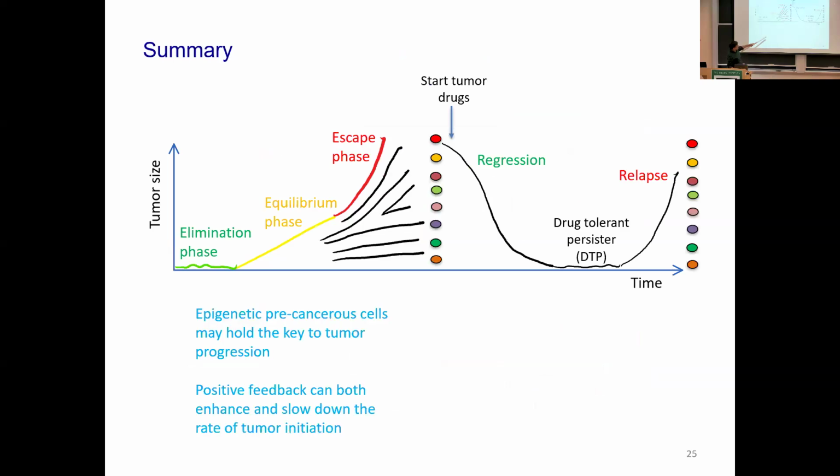So yeah, okay, just to summarize, in this part, epigenetic precancerous cells may hold the key to tumor progression. Positive feedback can both enhance and slow down, right? So this has a big effect. Having a precancerous state has a big effect. It's not a small effect. If you're just relying on mutations to make precancerous cells, it's going to take much longer. This tells you that the rates can really change drastically.